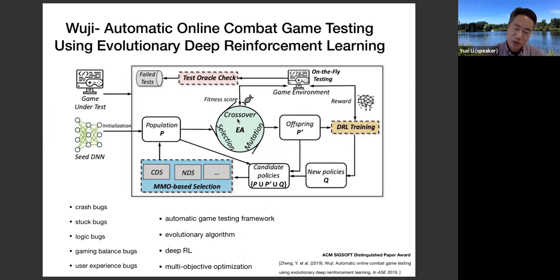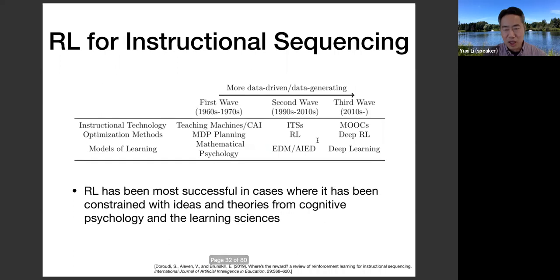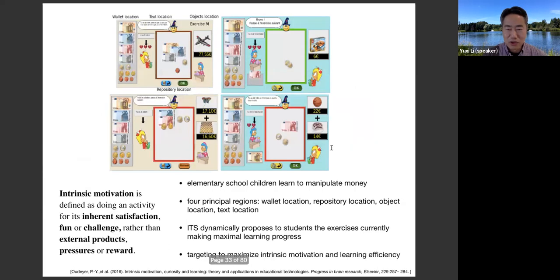But these days, people have already done very good work, and we can automate game testing or software testing using, say, reinforcement learning or AI techniques. And for education, instructional sequencing, this is another education example. It's basically something called intrinsic motivation, trying to motivate people to learn out of fun or interest rather than being forced to learn those things.